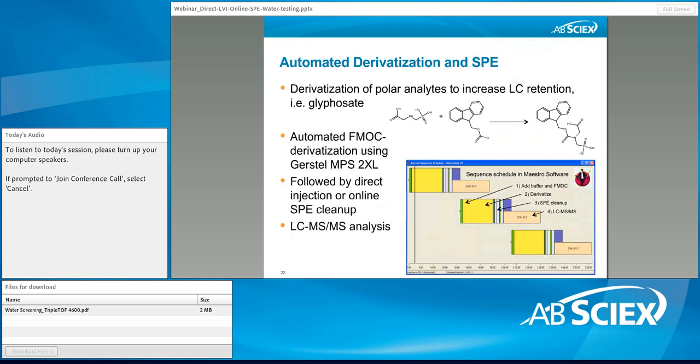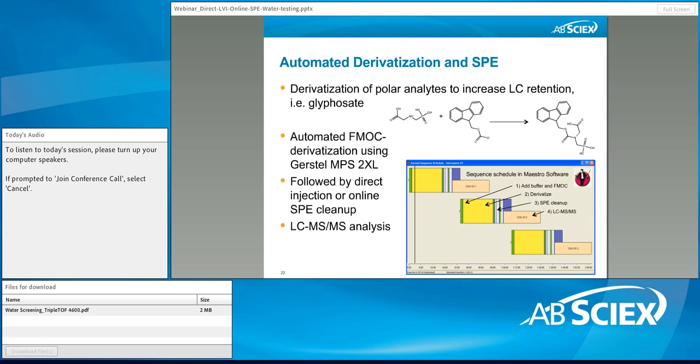We also did some work on glyphosate, one of the high-demand analytes, but also very, very tricky to analyze. Glyphosate is a troublemaker for sample preparation, but also for chromatography, due to its small molecular weight and high polarity. So here we used an automated FMOC derivatization, which is done by the Gerstel front end, followed by either direct injection or online SPE cleanup, depending on our sample.